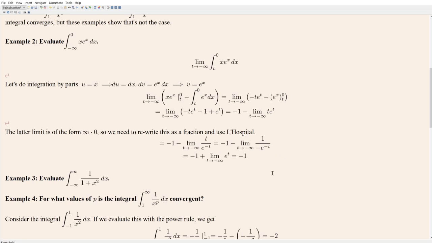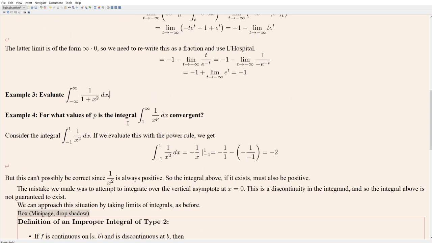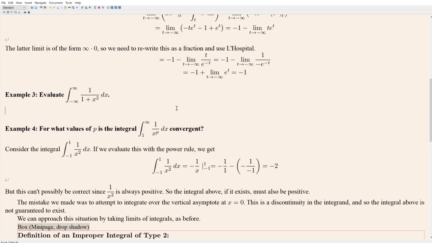So we would say that the integral is convergent because it exists and equals negative 1. All right, so now let's evaluate this one.